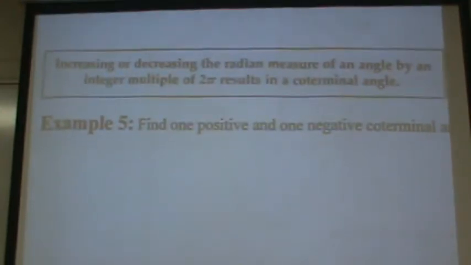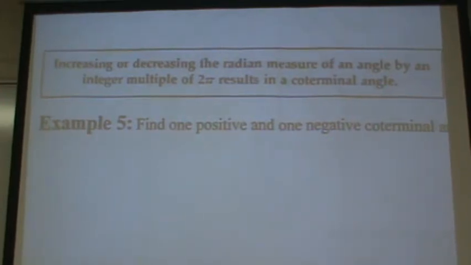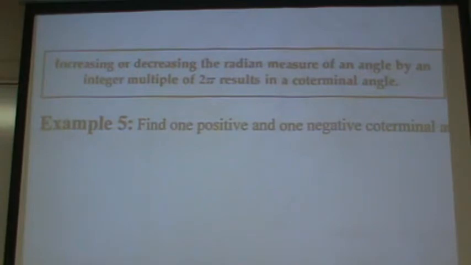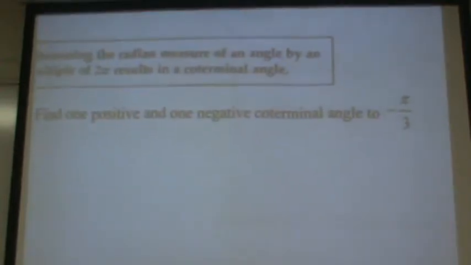So now, we talked about coterminal angles for degrees, and now we're going to talk about coterminal angles using radian measure. It says increasing or decreasing the radian measure of an angle by an integer multiple of 2 pi results in a coterminal angle. Which makes sense because 360 equals 2 pi. So this is just using it in radian form.